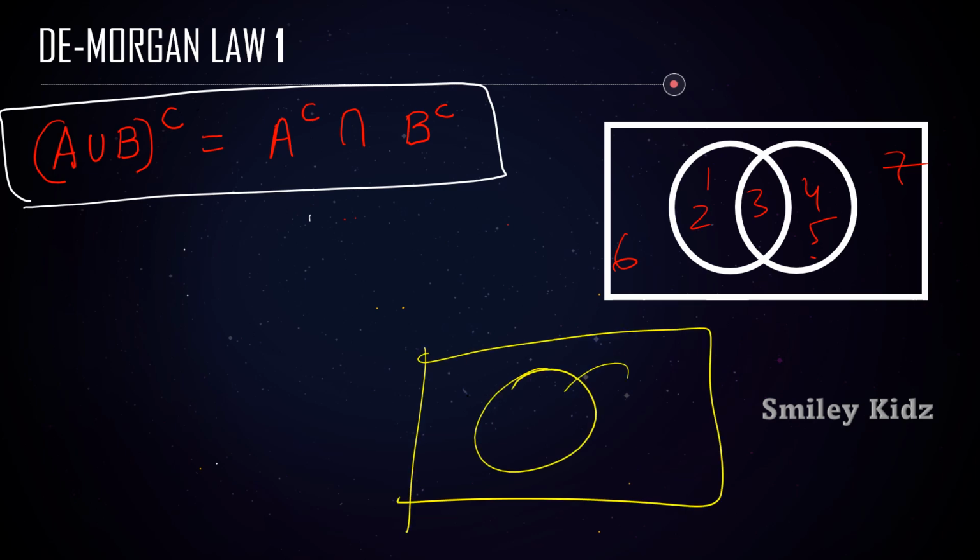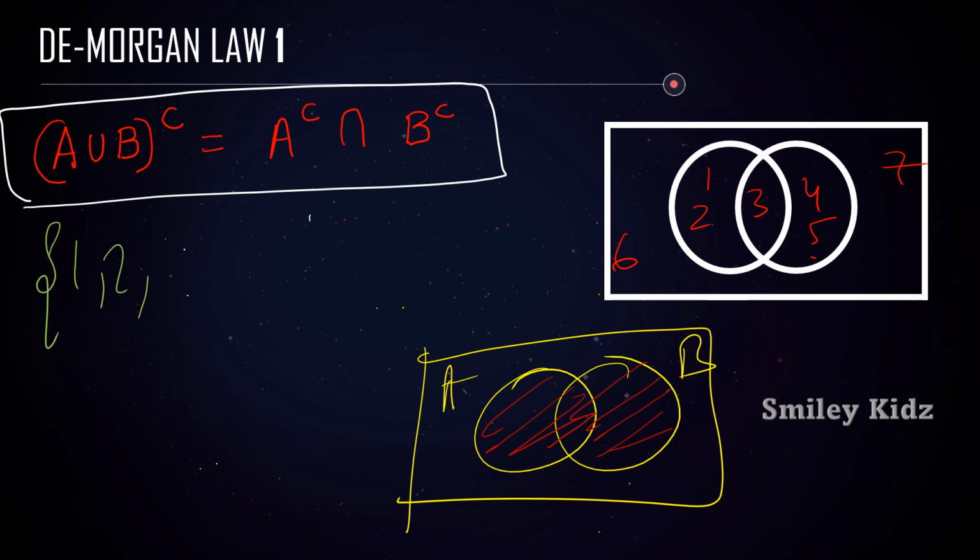This is my Venn diagram, A, B. Now, what does A union B mean? It's something that we have already read, right? So, this part is A union B, right? Which is going to include elements 1, 2, 3, 4, 5. Now, what is the complement of this?